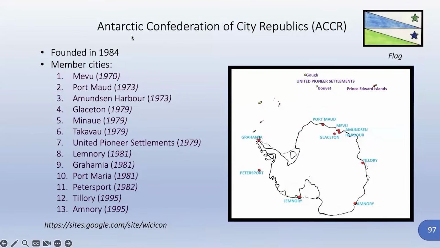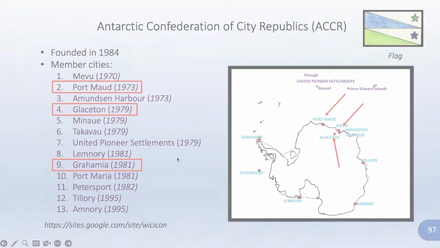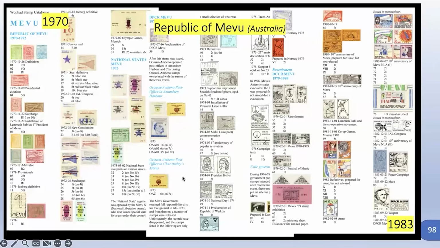Now, this is all part of the Antarctic Confederation of City Republics. And these are some of the member cities. There's over 50 fantasy countries already listed in another presentation just on fantasy countries. But here's Mevu, and Port Maud is beside it. Gleaston is down there. Grahamia, presumably the founder's name is Graham. And this is the catalog they produce. I mean, this is serious stuff.